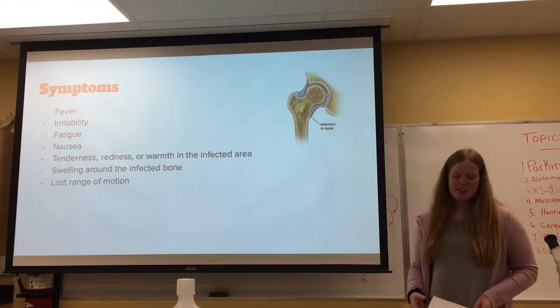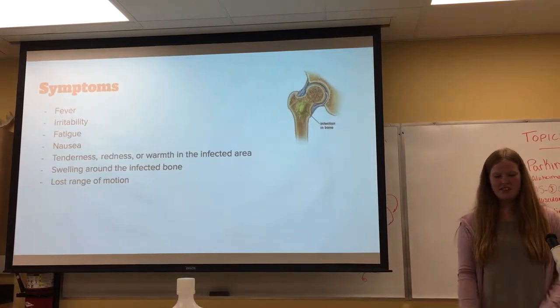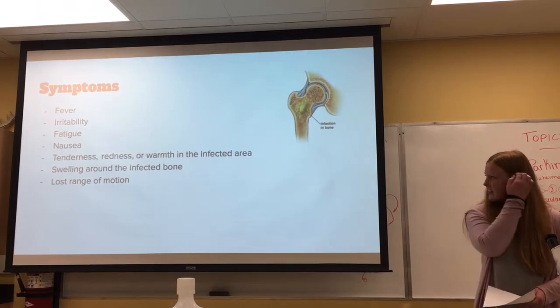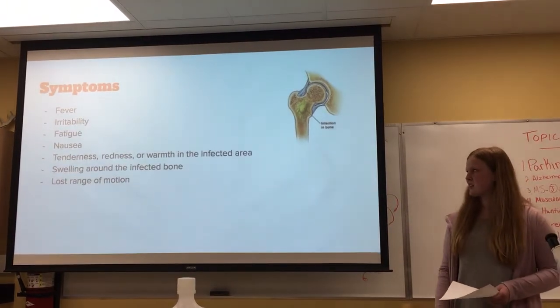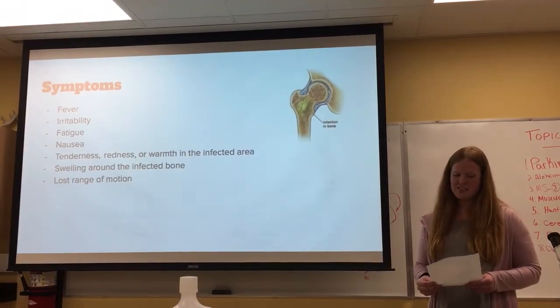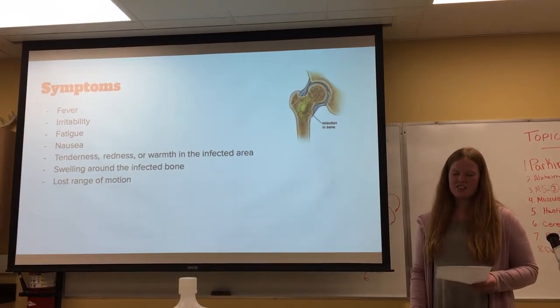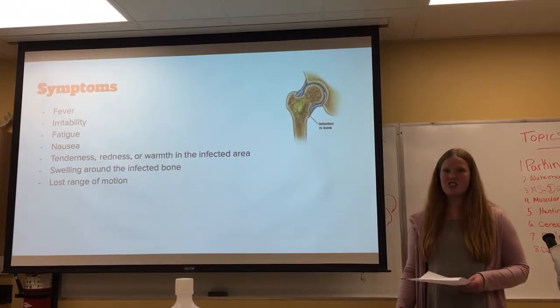So symptoms include fever, irritability, fatigue, nausea, and tenderness, redness, or warmth in the affected area, swelling, and loss of range of motion. Acute develops over like 7 to 10 days, and it's easier to treat than chronic.